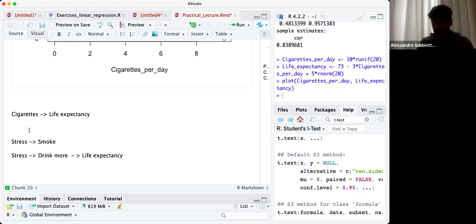And what you can do with linear regressions is to check whether this one or this other diagram is more likely. So how would you take some data to decide whether it is the first diagram, this is the first causal diagram, or the second?